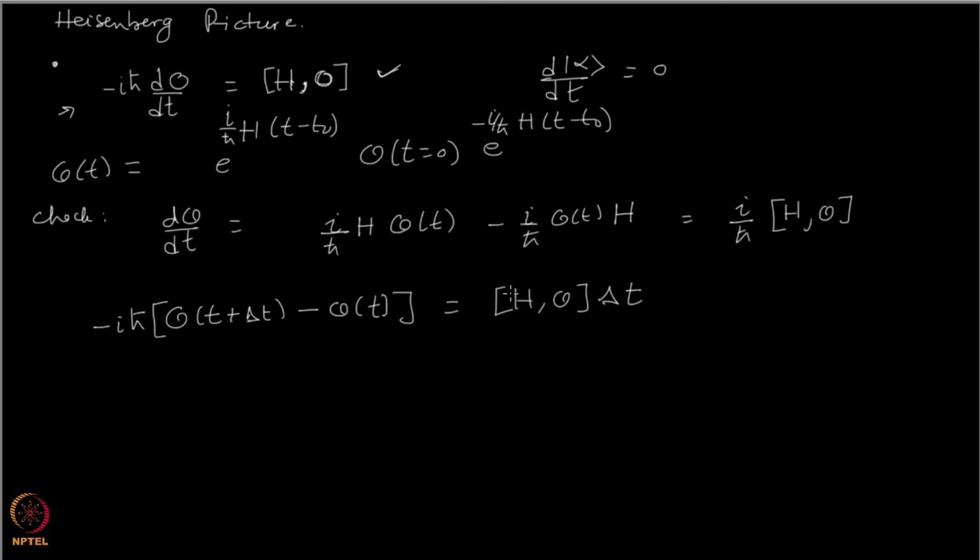So, we say that h is the generator of time translation. You have translated in time, you were at time t, then the operator evolved to time t plus delta t, and this translation from t to t plus delta t has been carried out by the operator h. So, we say that h is the generator of time translation.